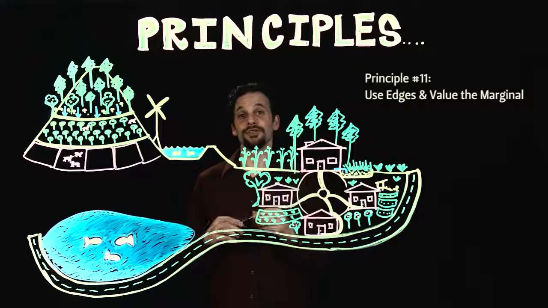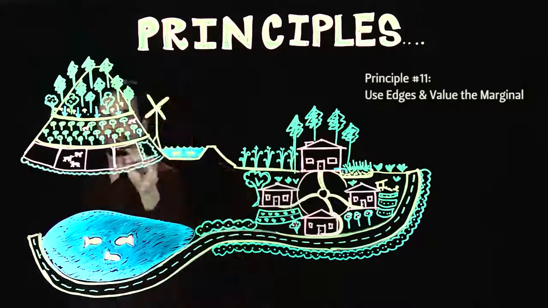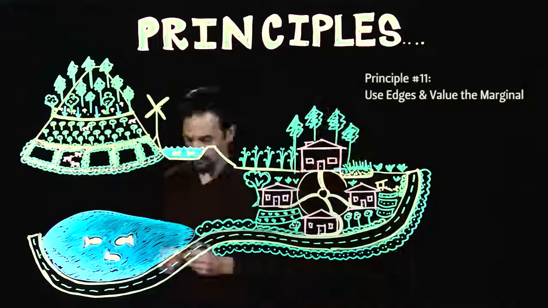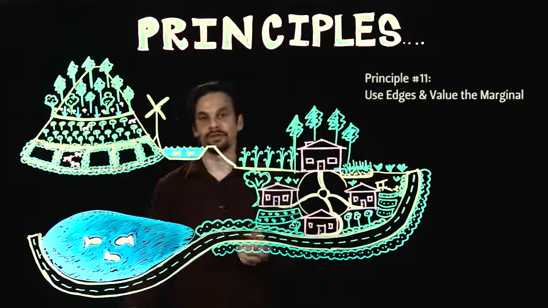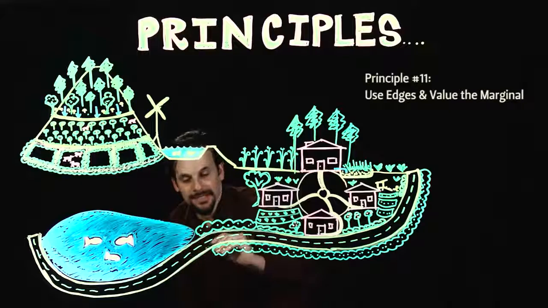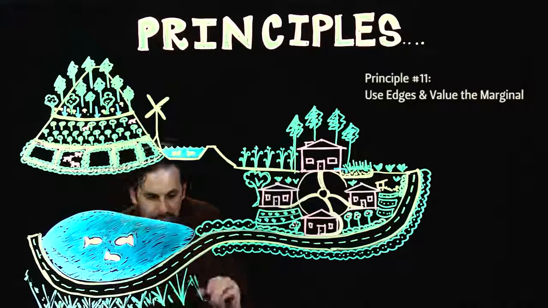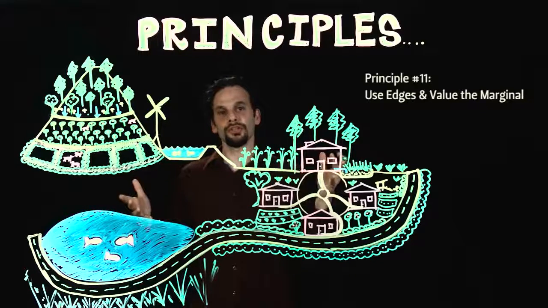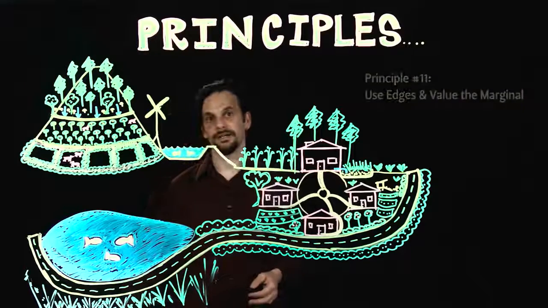Principle 11 is use edges and value the marginal. I've added edible hedgerows around the animal paddocks and along the road. I've also added bamboo down below the pond, which will be sub-irrigated by water that seeps down. The edges and margins are great locations to add more productive species or habitat zones, and I can use them to create further layers of productivity.